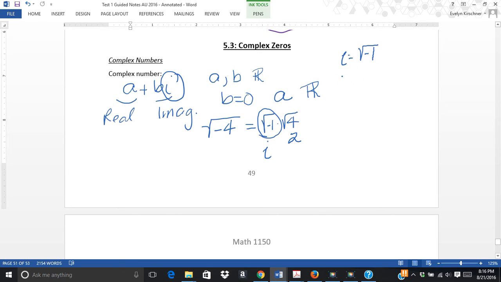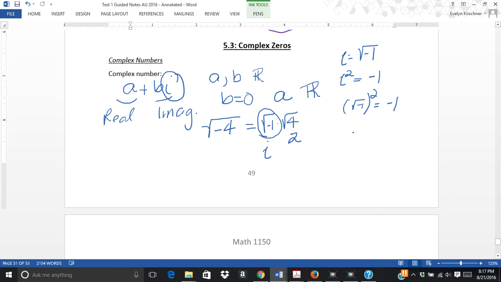And if I want to remember some of my operations with i, i squared is -1 because it's the square root of -1 squared. And squaring takes away the square root, which just gives us -1.